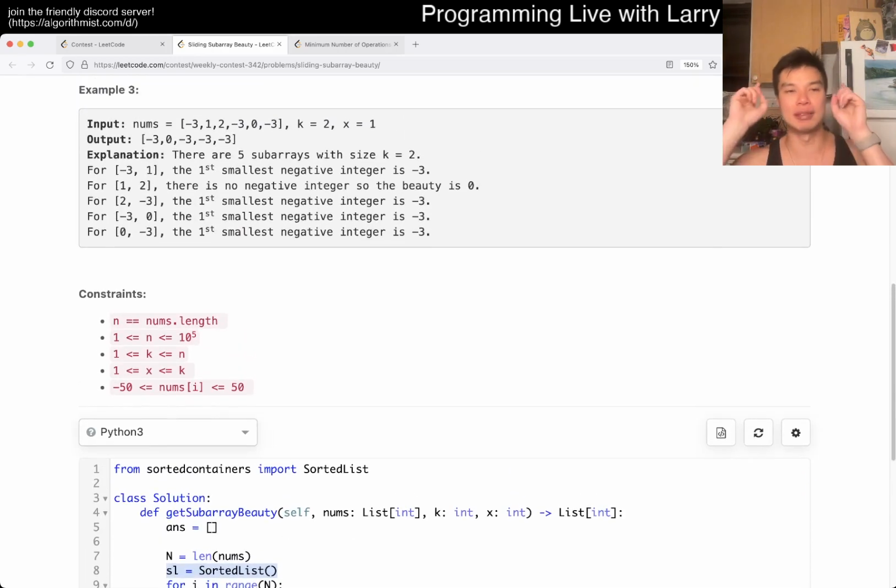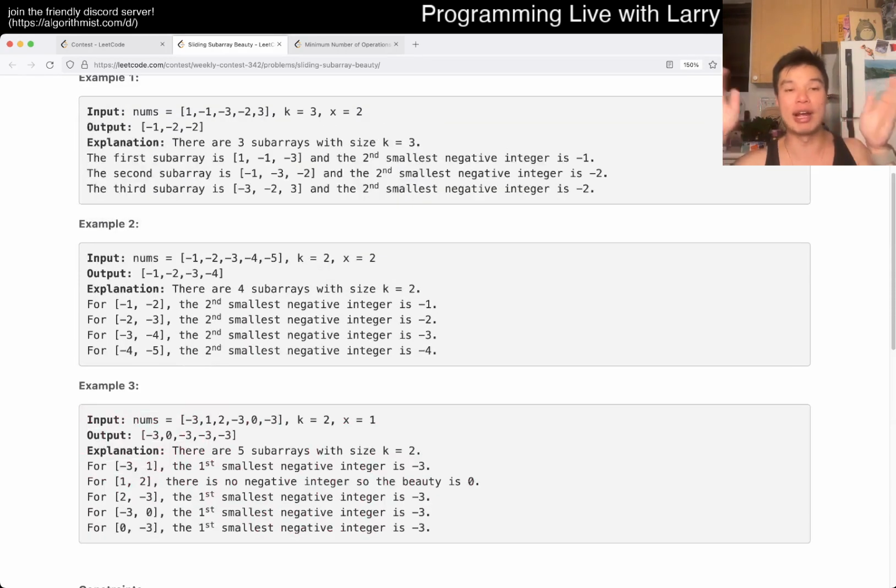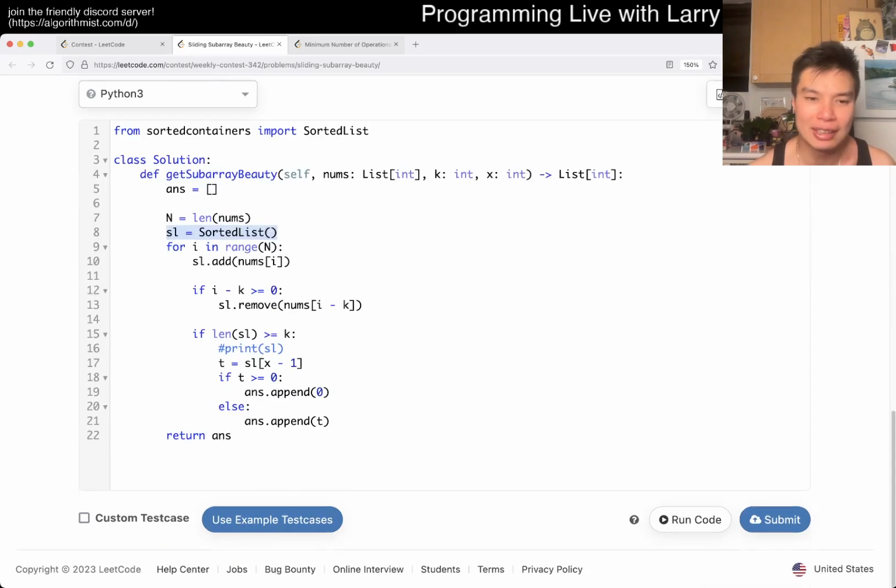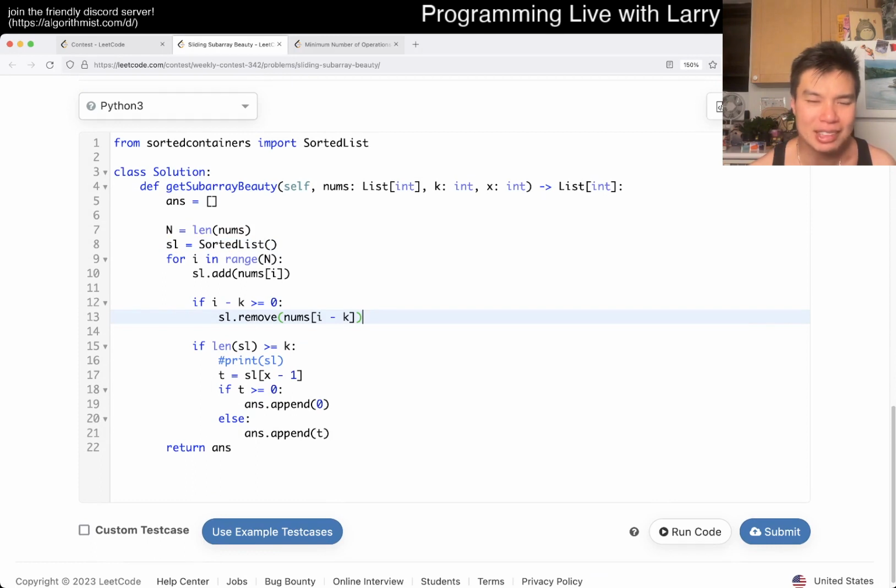Basically, they literally tell you, given an array of n elements, you slide k elements, you have k elements at a time. Every time you add one to the right, you subtract one from the left, and then you just do what they tell you, which is to get the x smallest negative integer, and that's pretty much it. I had some typo, and that's why I got a little bit slower.